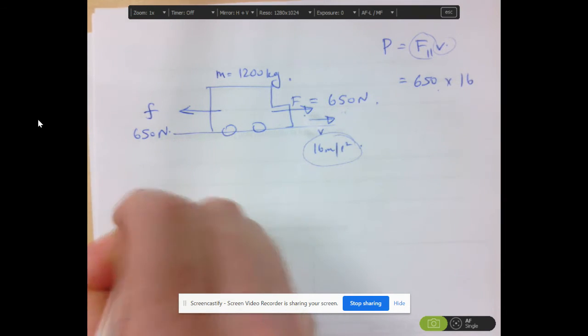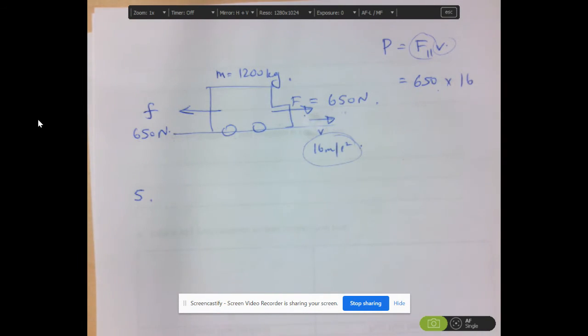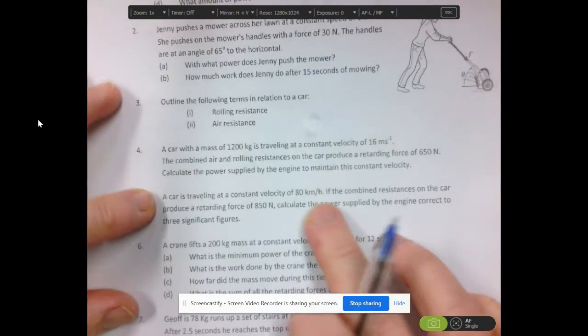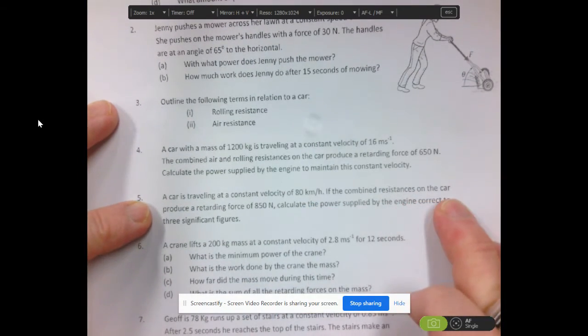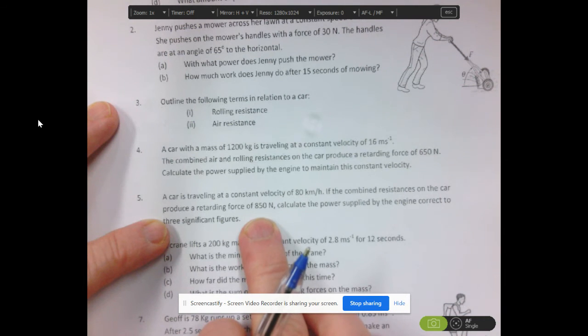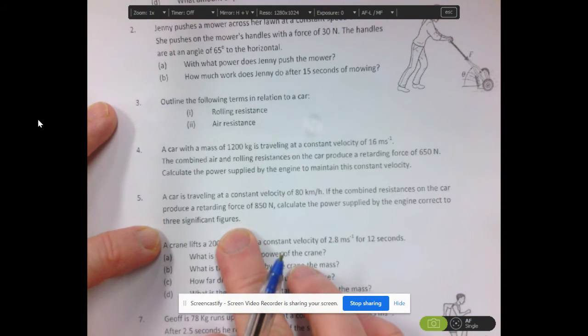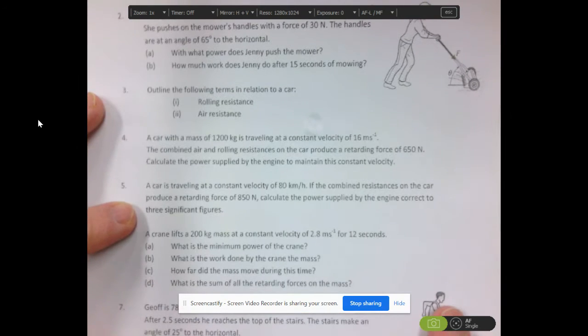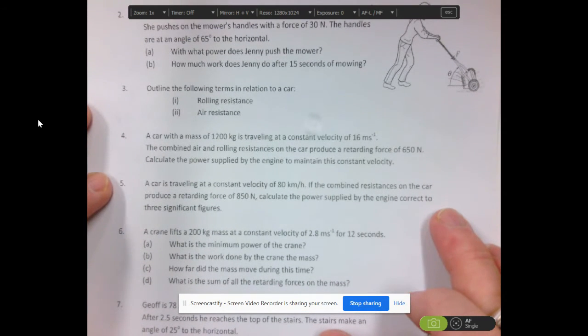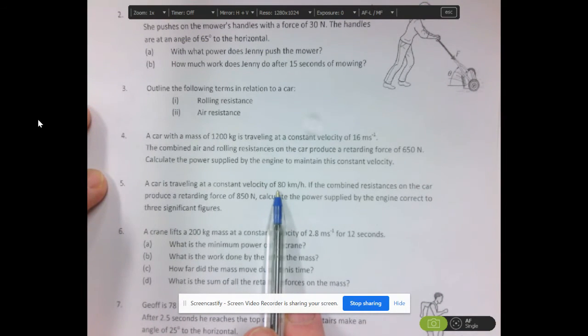Moving on to question 5. A car is traveling at a constant velocity of 80 kilometers per hour. The combined resistance of the car is 180 newtons. Calculate the power supplied to 3 significant figures. I'm not going to do this one for you because it's identical to question 4. The only trick here is that your velocity is given in kilometers per hour, and you need to convert that to meters per second.